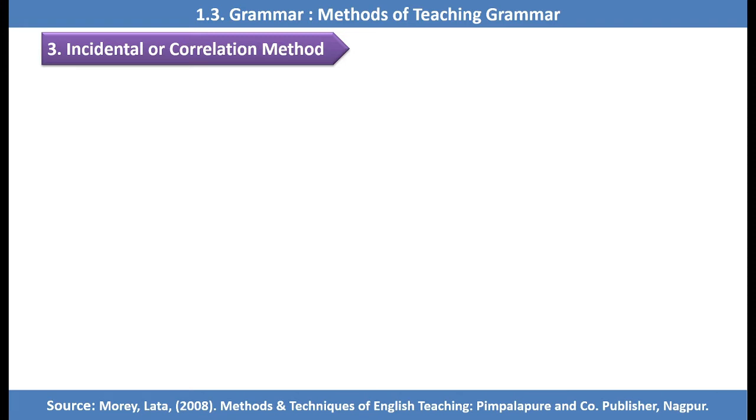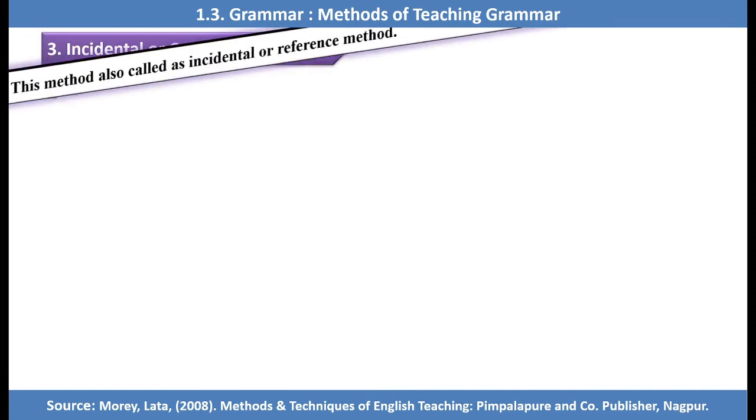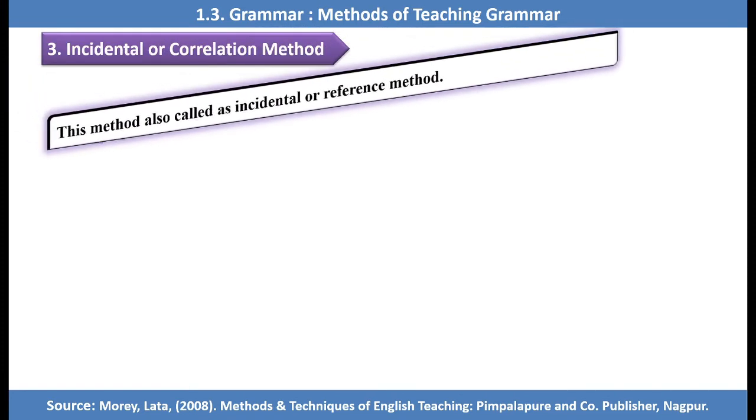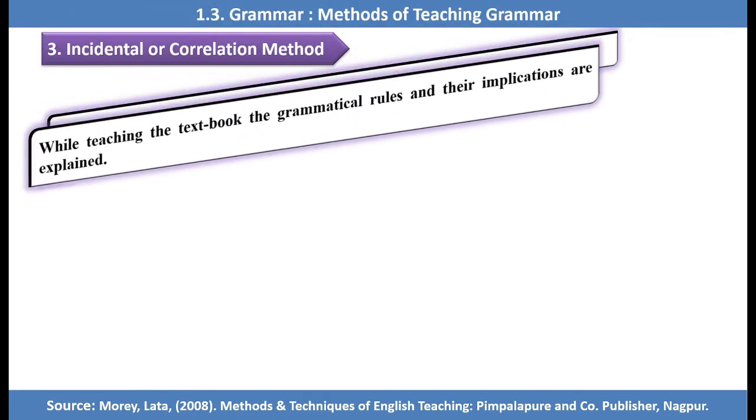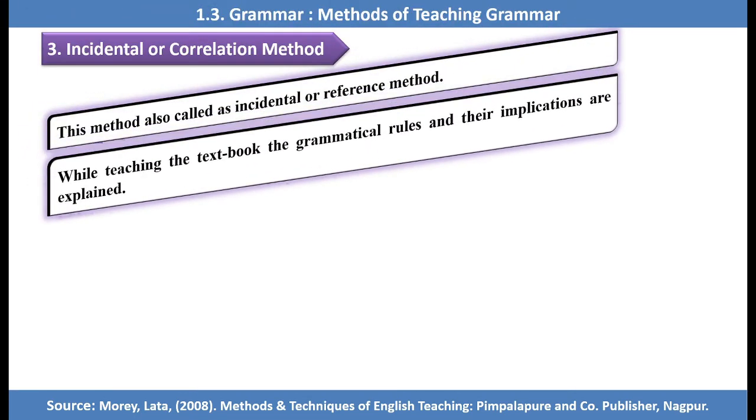Let's see the third method of teaching grammar, that is the incidental or correlation method. Generally, I learned English grammar through this method, because my teacher used this method most of the time. This method is also called the incidental or reference method. It is called so because while teaching the textbook, the grammatical rules and their implications are explained.